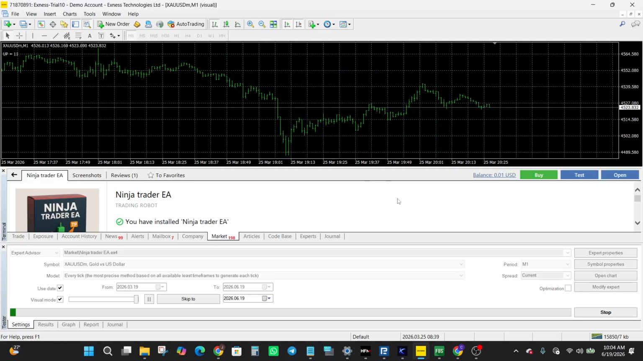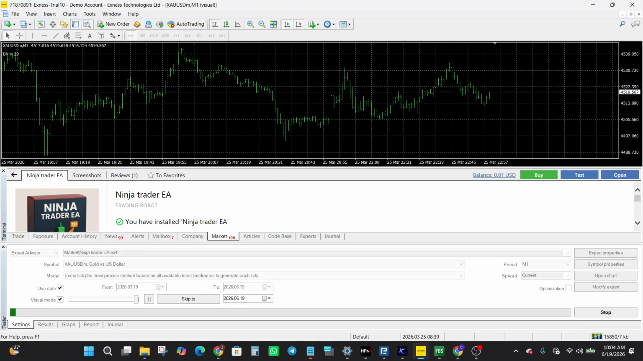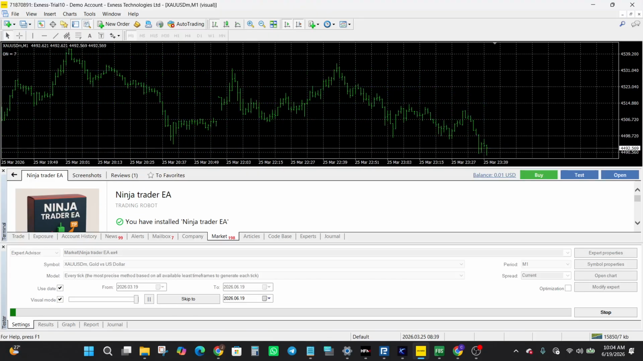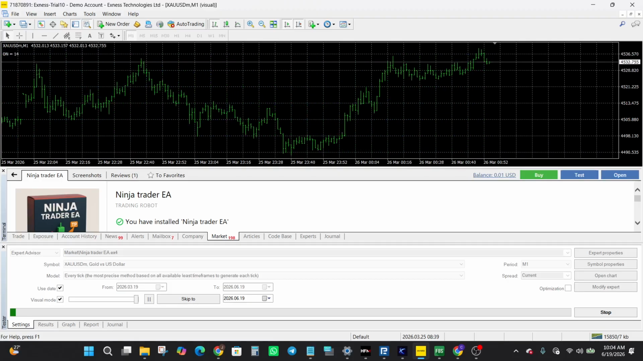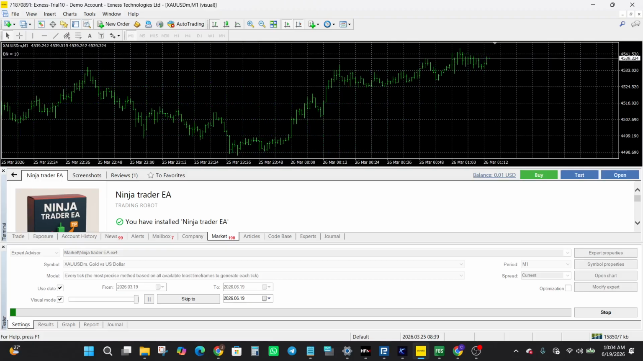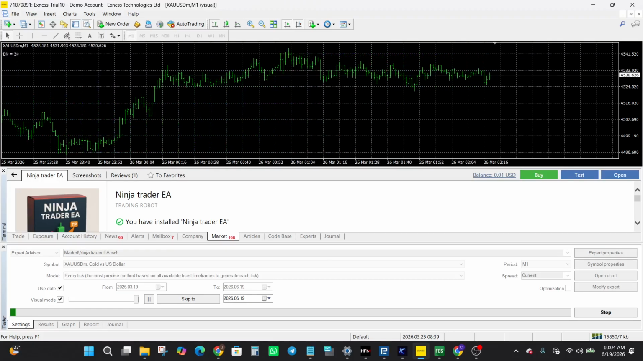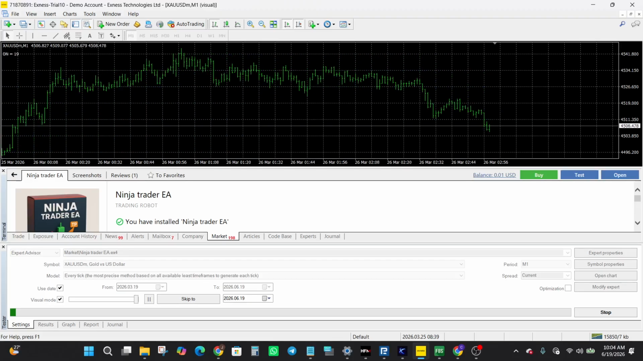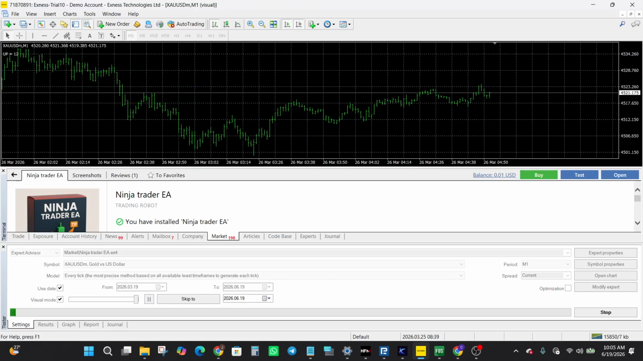Overall, Ninja Trader EA for MT4 presents itself as a scalping-oriented automated trading solution with a strong focus on configurable risk management, position protection, and trade execution controls. Before considering live trading, it is important to perform your own testing and optimization to determine whether the EA aligns with your objectives and risk tolerance.